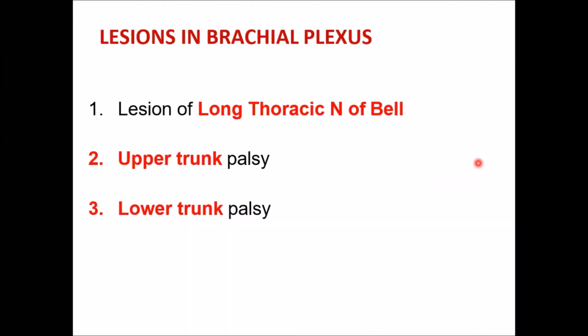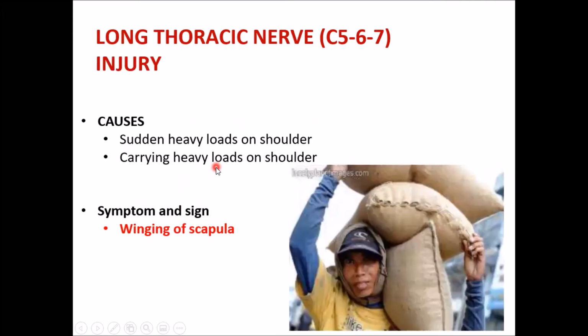The last part of this presentation is lesions in the brachial plexus. You have to remember only 3 lesions in detail. First of all, lesion of the long thoracic nerve of Bell. Second is lesion of the upper trunk. And third is lesion of the lower trunk. We shall discuss these lesions one by one in the coming slides.